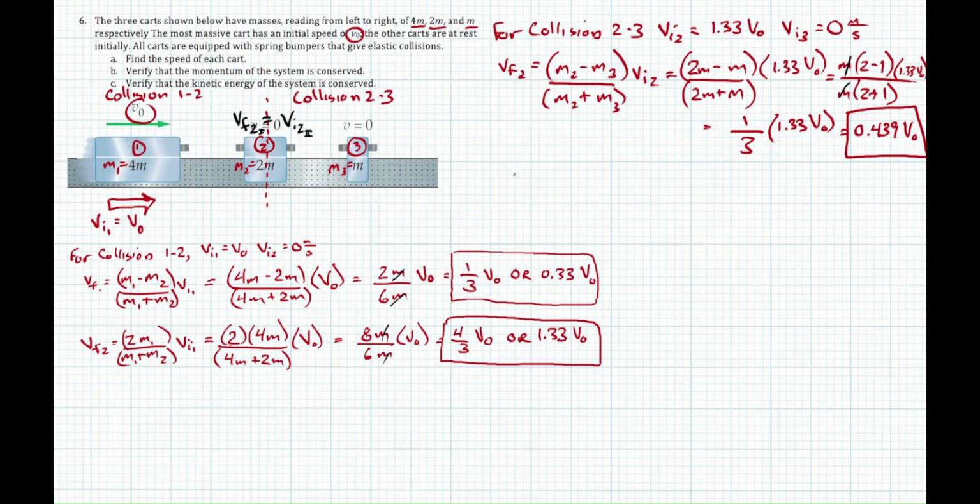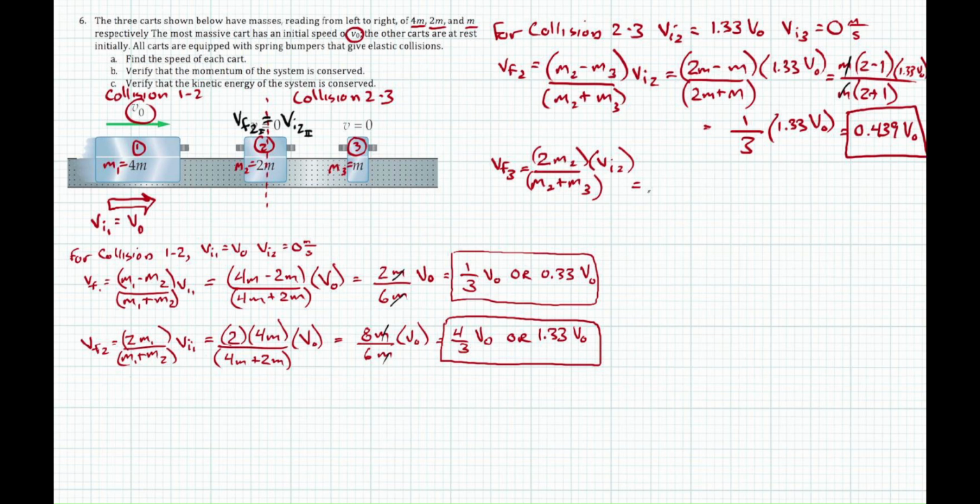And let's see if I can squeeze the last one in right here. Final velocity of 3 is what? Well, remember, 3 is the second object, or the second cart in this collision. So we're going to apply solving for the final velocity of the second object right here. So that is going to be 2 times that first object, which is object 2, over m2 plus m3, all that times the initial velocity of object 2.